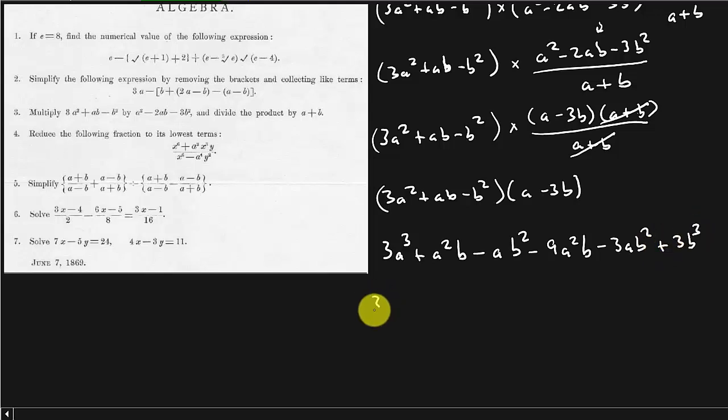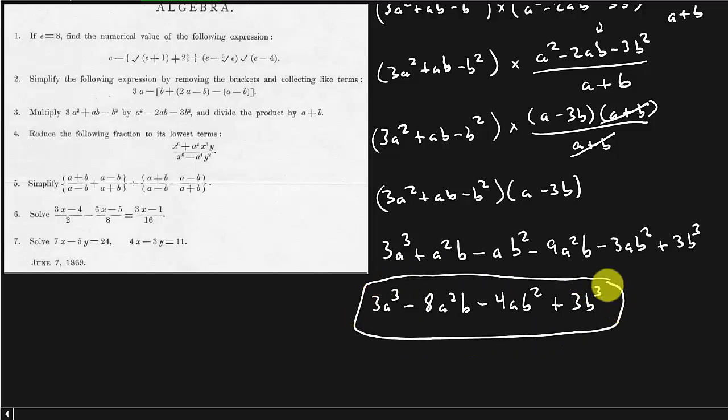And so we're going to have 3a cubed, and then we have minus 9a squared b plus a squared b. That's going to be minus 8a squared b. And then we've got ab squared and minus 3ab squared, so that's minus 4ab squared plus 3b cubed.